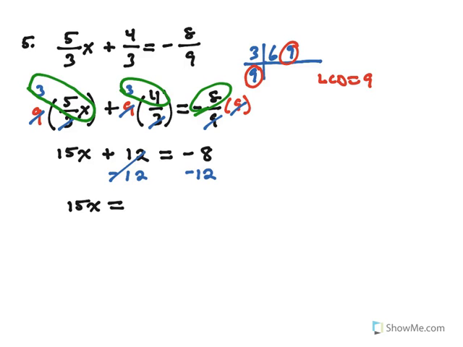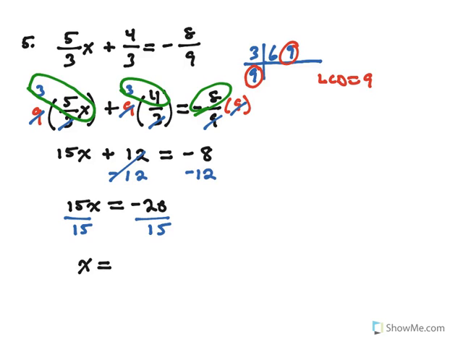And that's going to be -20. Because if you add the two numbers and keep the negative, you get -20. And then I'll divide both sides by 15. And we should be really good to go.